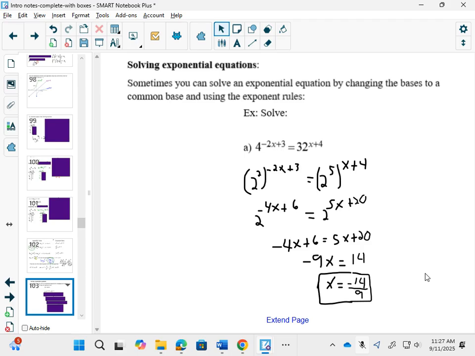Next one has the same base of e. Try that one on your own.